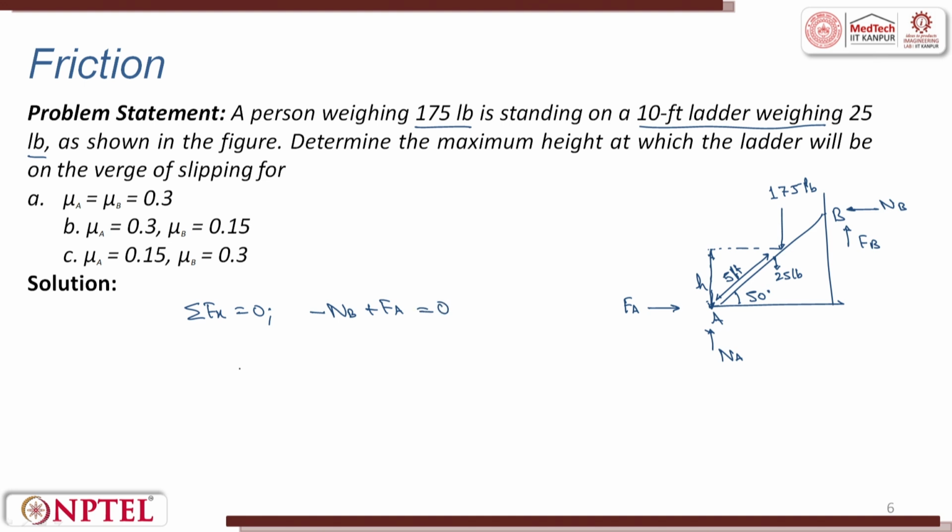Then the sum of forces in the y direction is equal to 0, which means Na plus Fb, in the same direction, minus 175, the load of the person, minus the weight of the ladder, is equal to 0. And the moments here are also 0. That is, the summation of all the moments around A is 0.